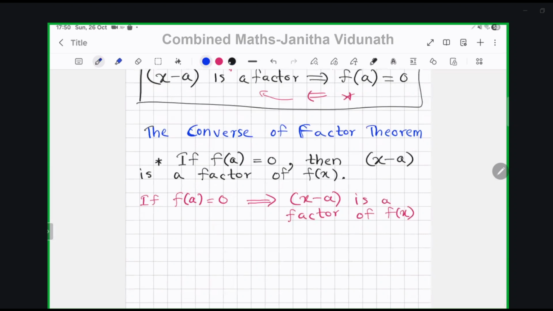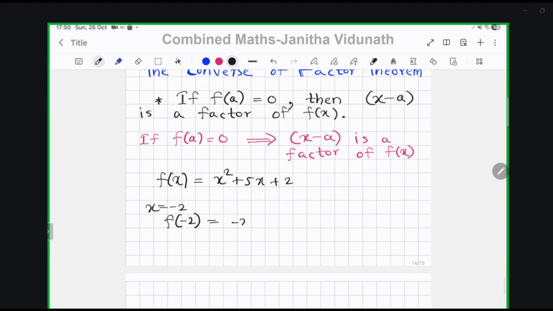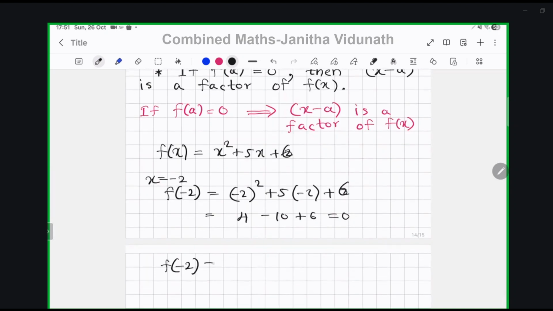Now, for the converse of the factor theorem, let's say we have f(x) equal to x squared plus 5x plus 6. Now let's consider the x equal to minus 2 case. That means let's consider f(-2). If we substitute minus 2 for the variable, we get 4 minus 10 plus 6, that is 0. Now we have obtained f(-2) is equal to 0. That means we have obtained our right hand side. Then according to the converse of the factor theorem, if f(-2) is 0, then we say x minus 2... here, if a is inside the bracket, then we put x minus a.